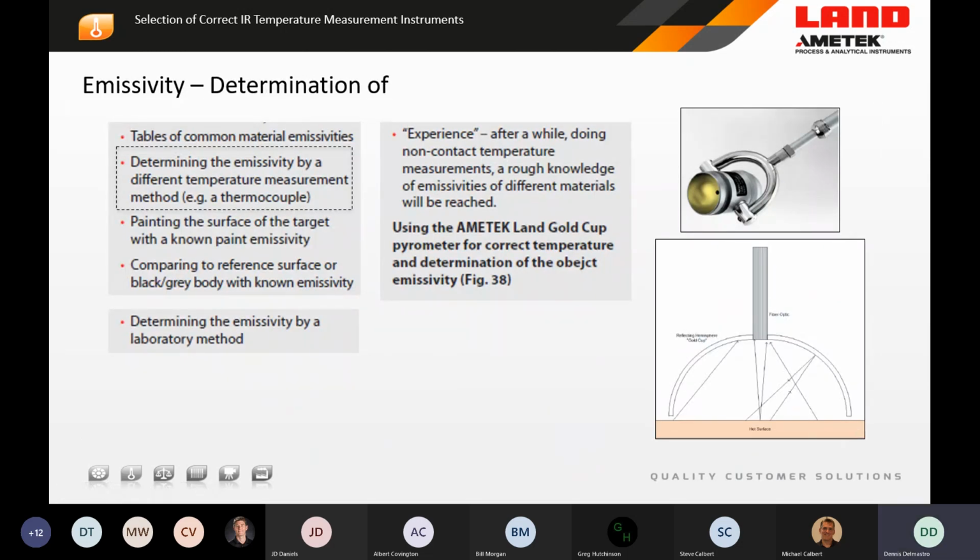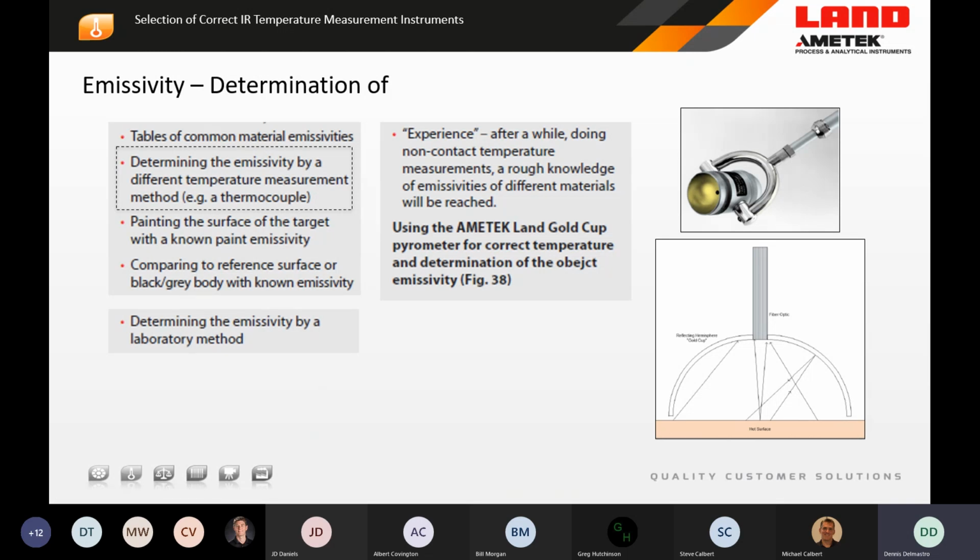Now, emissivity, I've stated here how important it is. Well, how do we know what it is? What is the value? Well, the good news is this technology has been around for many decades, so there are common tables with materials and their emissivities.